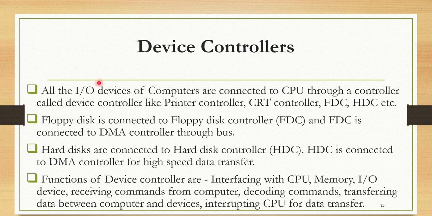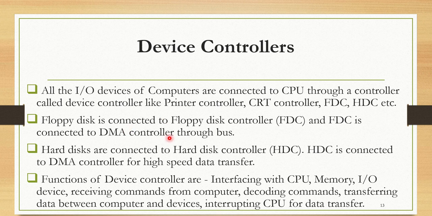All the I/O devices of the computer are connected to the CPU through a controller called a device controller, like the printer controller, CRT controller, floppy drive controller, hard disk controller, like that. So all the I/O devices do not get connected to the CPU directly. They get connected through the device controller.